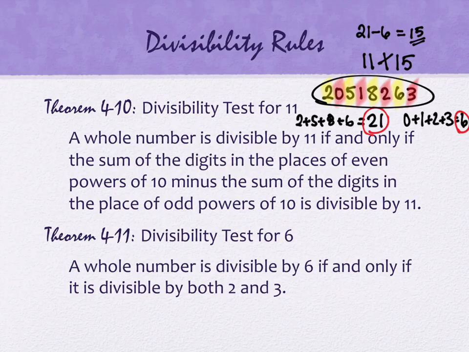The last divisibility test is the divisibility test for 6. It says the following: a whole number is divisible by 6 if and only if it is divisible by both 2 and 3. That kind of makes sense from the surface. 2 times 3 is 6, so if I want to check if it's divisible by 6, I could just check for 2s and 3s.